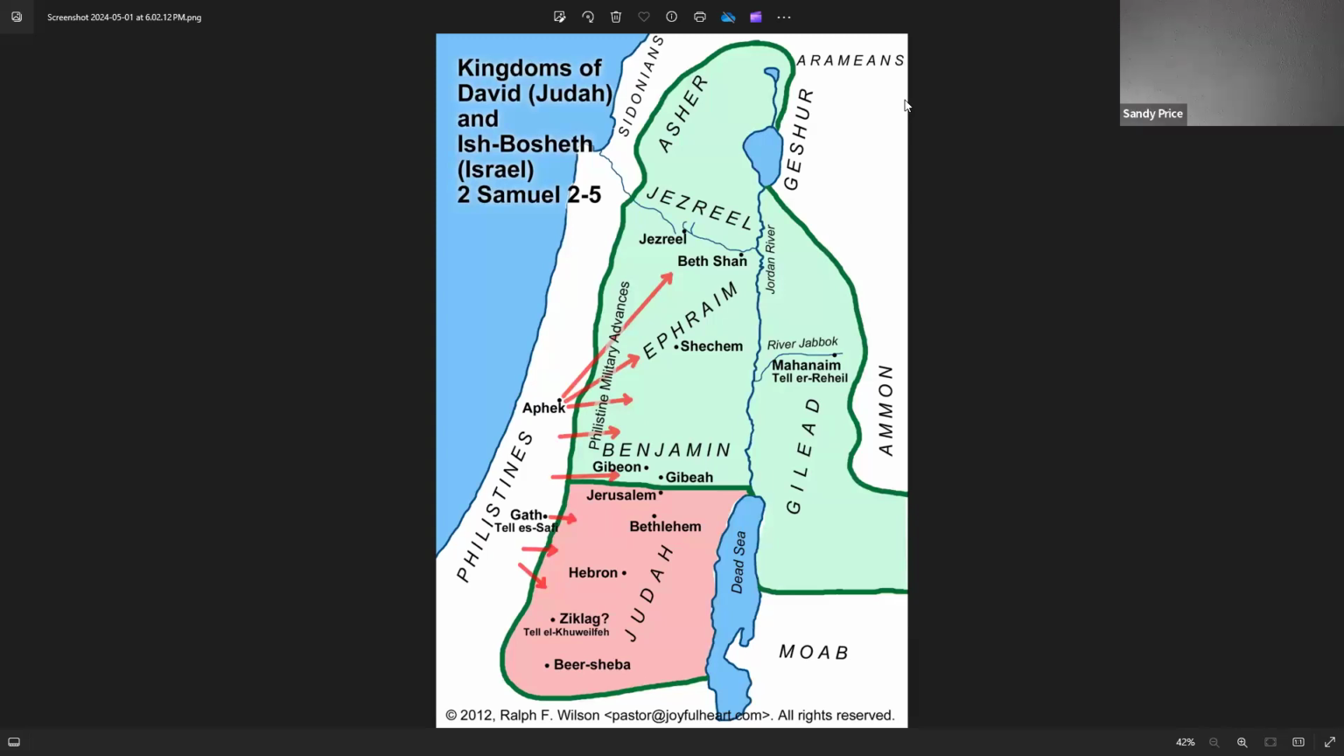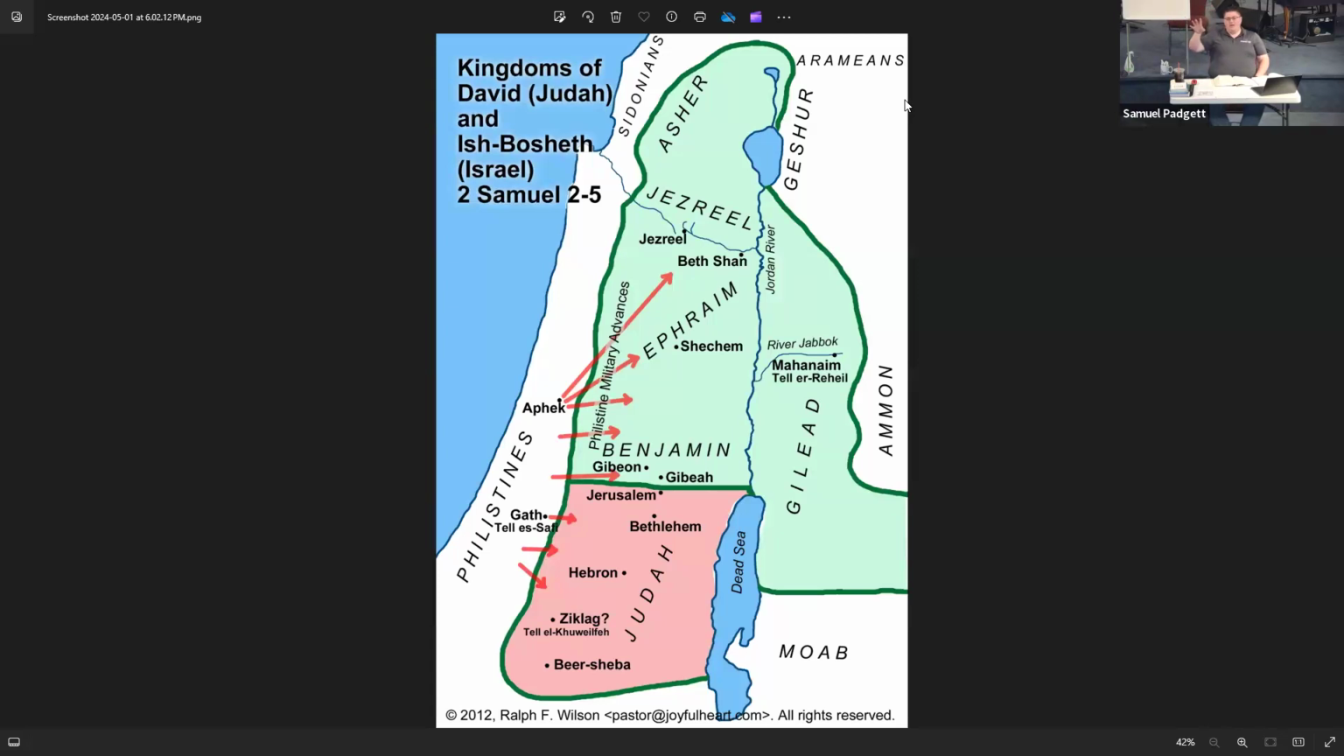Okay. So in my Bible, it's flip-flopped on colors. You've got the same map, but flip-flopped, with pink at the top and green down below. Gotcha. So part of Benjamin did come with them, but not all of them. This map shows that Benjamin's right there along the border. And you have Gilead across the Jordan River. You've got Ephraim, Jezreel, and Asher, and so on and so forth.